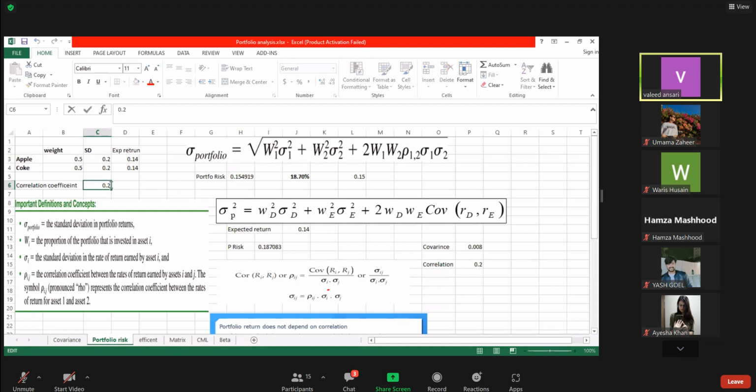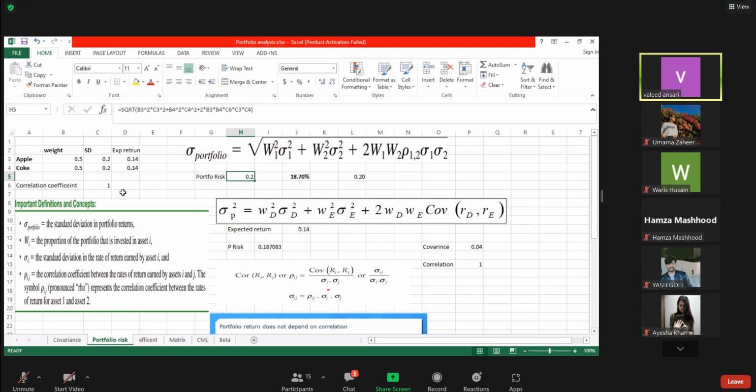For example, if I increase it further to 0.7, you see that the risk has gone up to 18. If you increase further to 0.9, it is 19.4. It is approaching 1, so it is coming out almost like 20%, the same as when I put 1 here. So there is no way we can reduce risk if the securities are perfectly correlated.